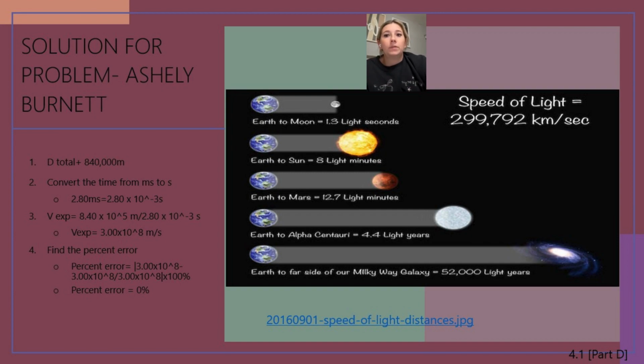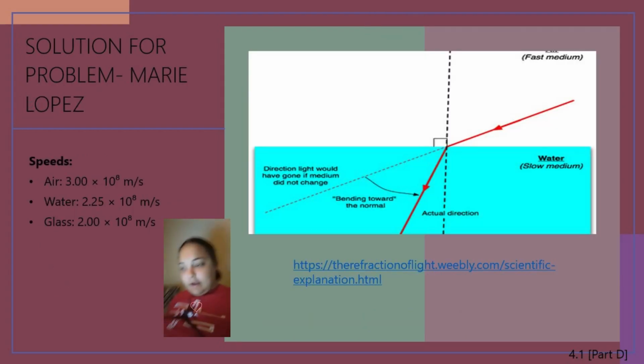So the solution for my problem, the total round trip distance is going to be 840,000 meters, and you convert the time from milliseconds to seconds. The experimental speed of light is going to be 3.0 times 10 to the 8th. And then the percent error is actually going to be 0% because we use the correct speed of light. And the solution, the speed in air is 3.00 times 10^8. Water is 2.25 times 10^8, and glass is 2.00 times 10^8.